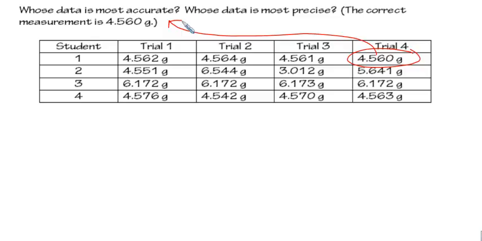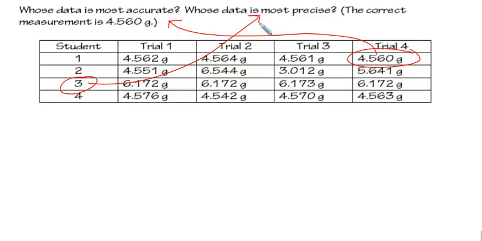Student 4, they're all kind of around 4 grams, 4.57, 5.4, 5.7, 5.6. I think I'm going to give this one most precise. I think I'm going to say student 3. It's not accurate. So they probably made some kind of an error, but they made the same error every trial. But it's very reproducible. They almost got the exact same number every time.